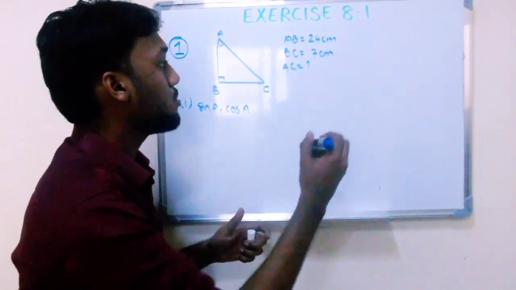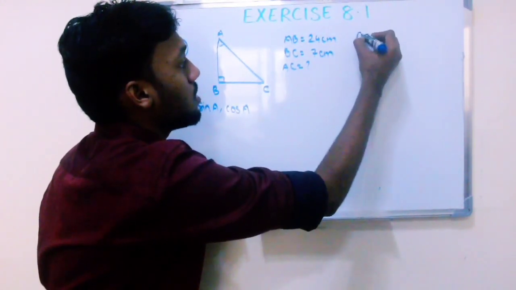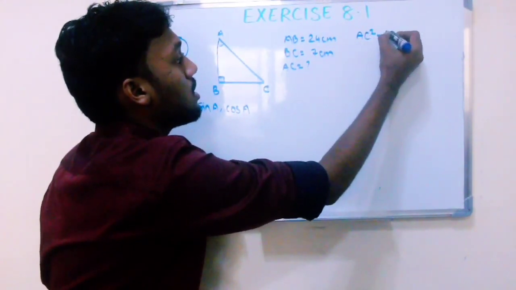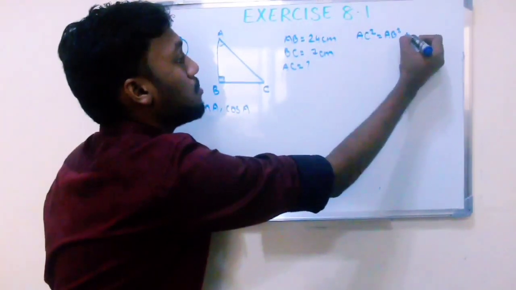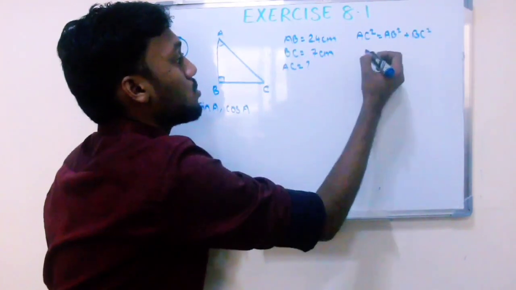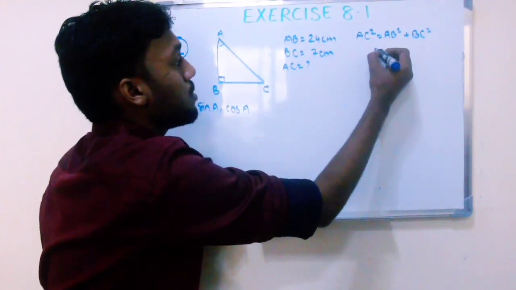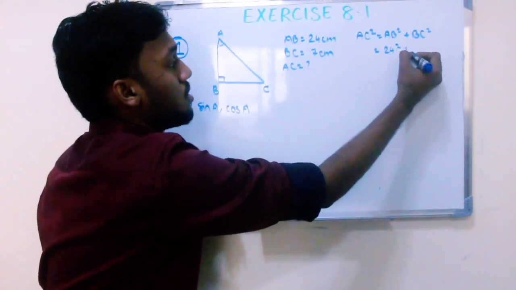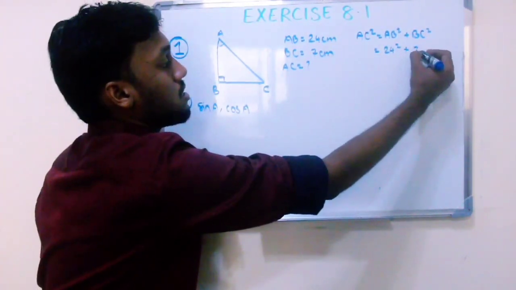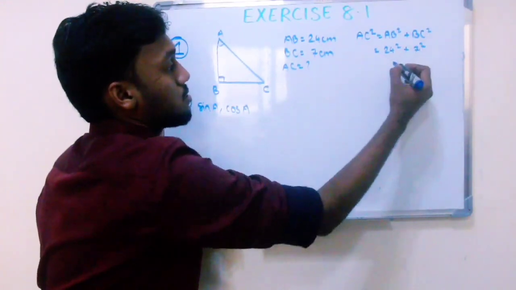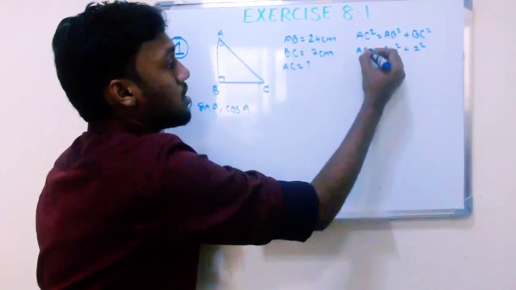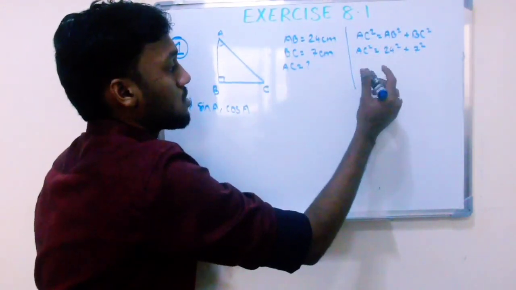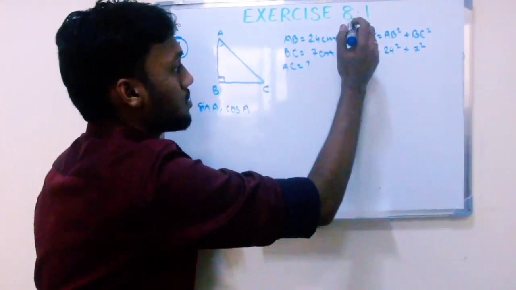So let's do that first. I'm writing here AC square is equal to AB square plus BC square. So now what is AB? 24, right? So 24 square plus BC. What is BC? 7 centimeters. So 7 square, which is equal to AC square. Let me write this in a box so it will be clear for you.